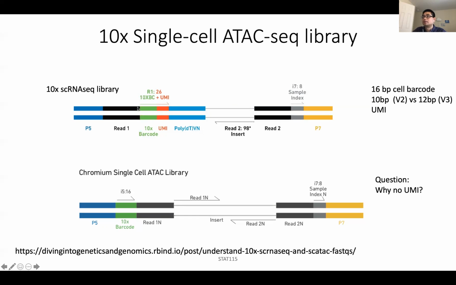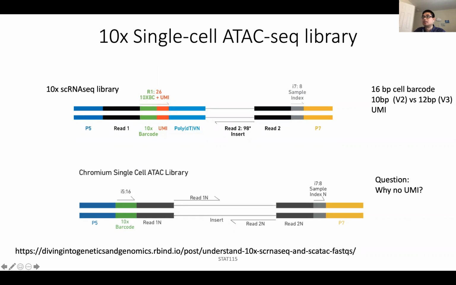So R1, the forward read for single-cell RNA-seq, contains only the 16 base pair cell barcode plus the unique molecular identifier, UMI. It's 10 base pair for version 2, and later for version 3, it becomes 12 base pair. So the R1 read will be either 26 base pair or 28 base pair.